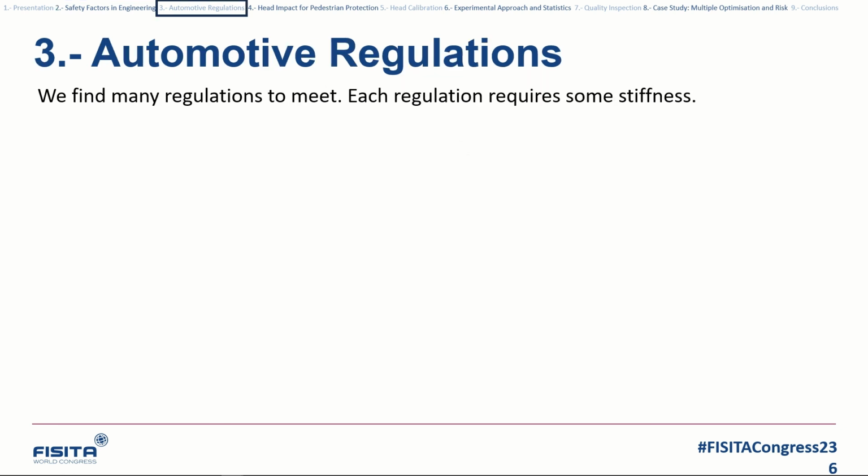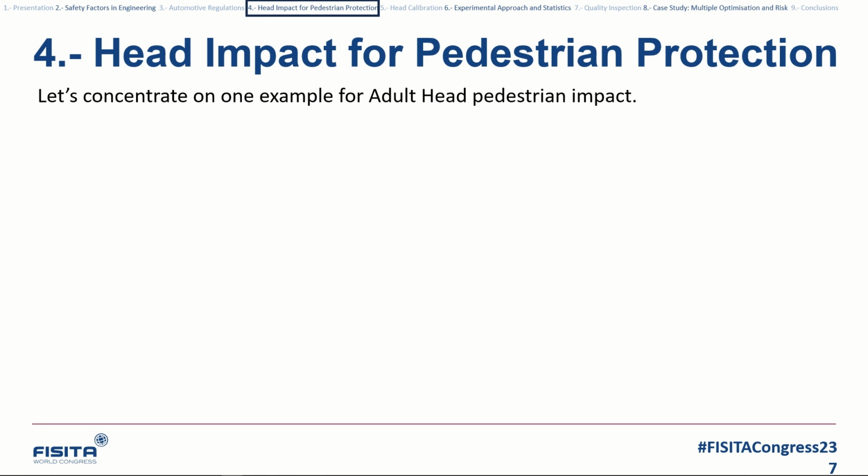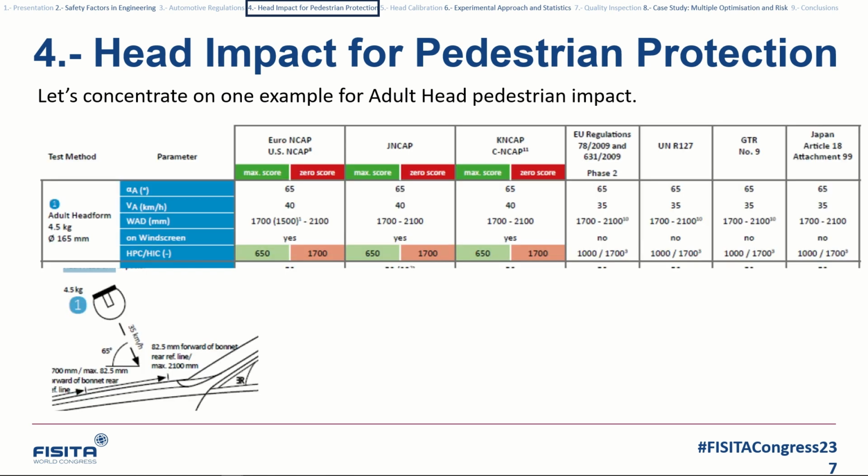Okay, let's focus on the regulations that we have here. We have many regulations to meet. For example, we can look at frontal impact, and in each country we have different legislation. For example, if we focus on the 208, we have different velocities in America or in Europe, different dummies and things that we are checking. Let's concentrate on something a bit simpler, which would be pedestrian impact. In the current legislation, we have Euro NCAP and GNCAP, where we publish our results, and some legal requirements that, instead of 40 kilometers per hour, work with 35 kilometers per hour, which are compulsory to meet.